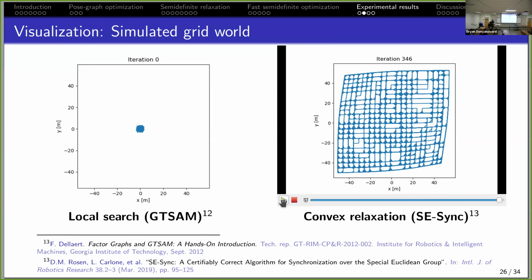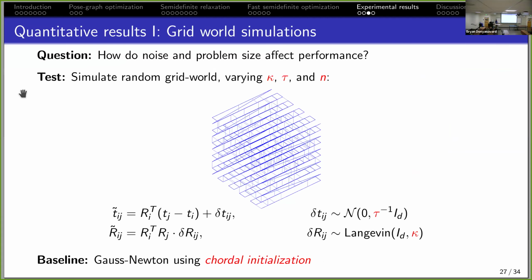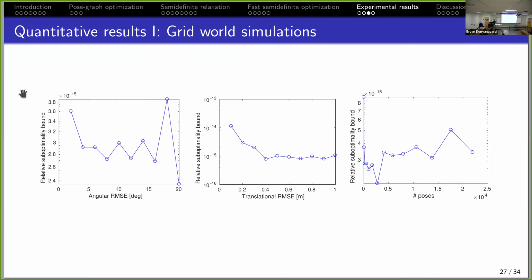Okay, I know we're getting a bit short on time, so I'll quickly go over these results. I mentioned before that this relaxation works under bounded noise, and what we're showing in these experiments is what that looks like operationally. Here I'm showing you the relative suboptimality bound that comes from comparing the actual value of the estimate that we get with the lower bound that comes from our SDP. I'm showing that bound as a function of the angular noise, the translational noise, and the number of poses in the problems we're trying to solve.